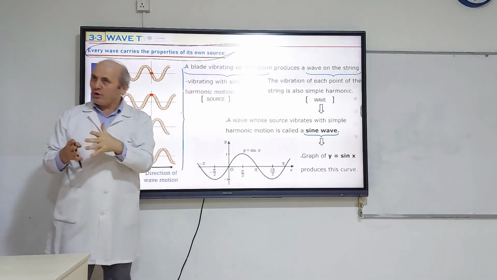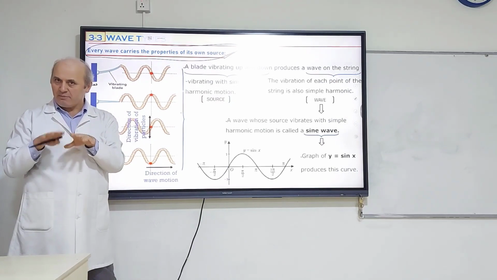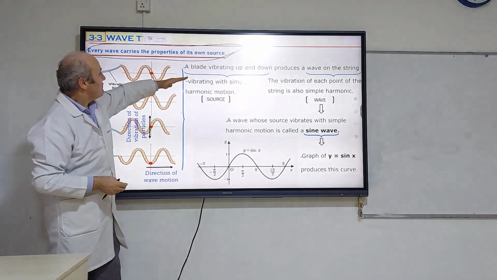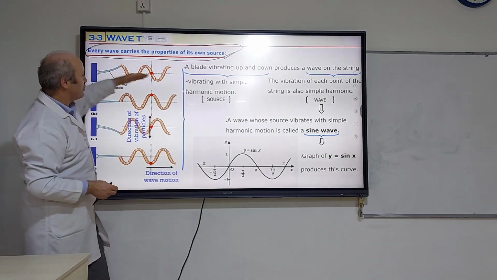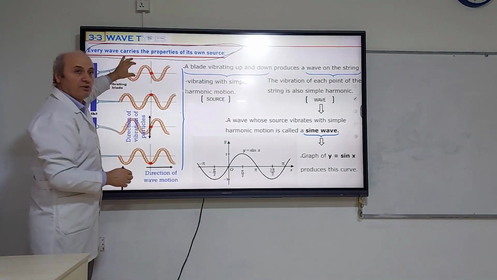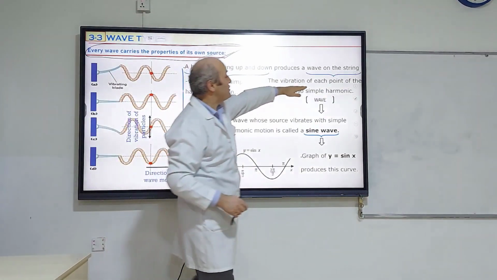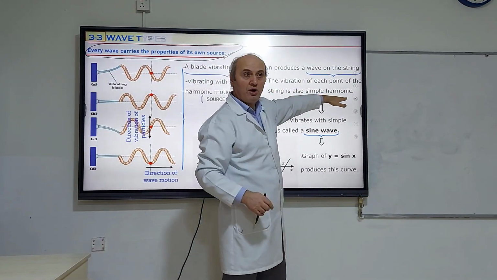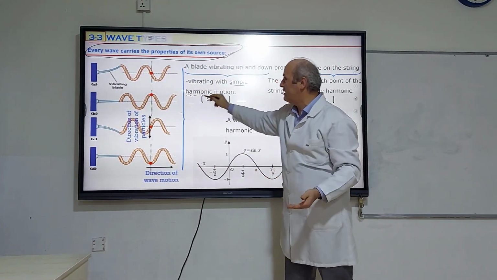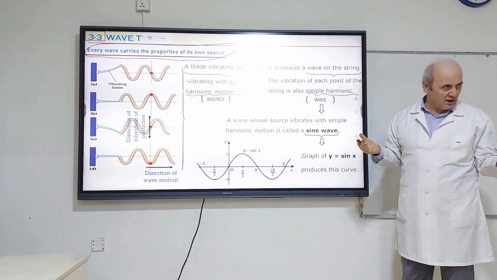blade, elastic object. If elastic objects are vibrating, they are vibrating with simple harmonic motion. Remember the mass system. So the source is the blade. If the source is vibrating with simple harmonic motion, every single point on the rope also vibrates with simple harmonic motion. The vibration of each point on the string is also simple harmonic.